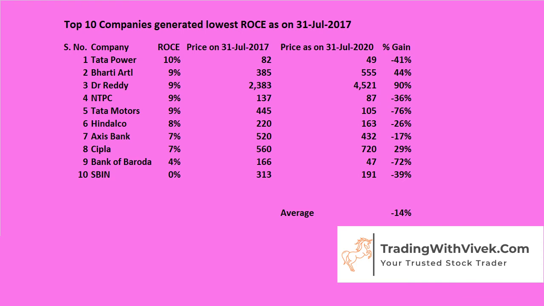Tata Power has given minus 41% return, Bharti Airtel 44%, Dr. Reddy 90%, NTPC minus 36%, Tata Motors minus 76%, Hindalco minus 26%, Axis Bank minus 17%, Cipla 29%, Bank of Baroda minus 72%, and SBI minus 39%. So only 3 companies have given positive return, and if we do the average of these 10 companies, if we had invested 10 lakh rupees in these companies, our return would have been minus 14%. So we must have lost 14% of our money in these companies.